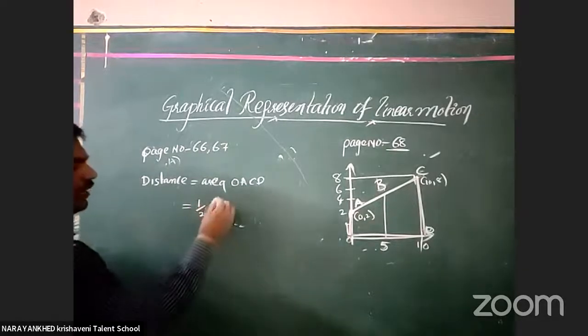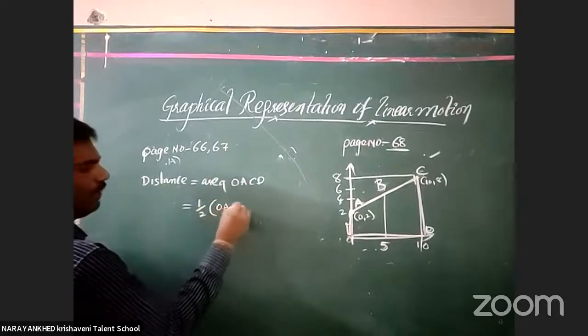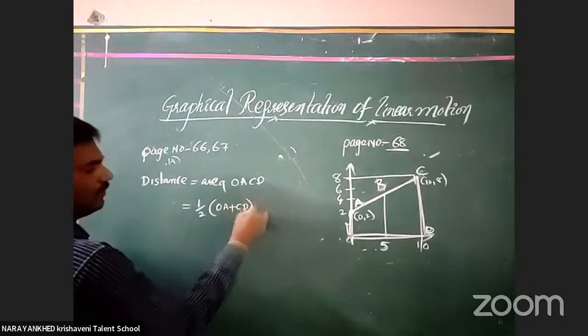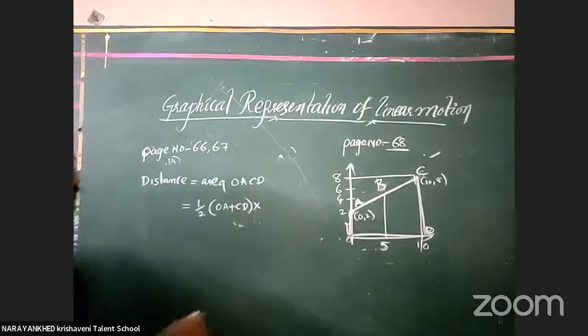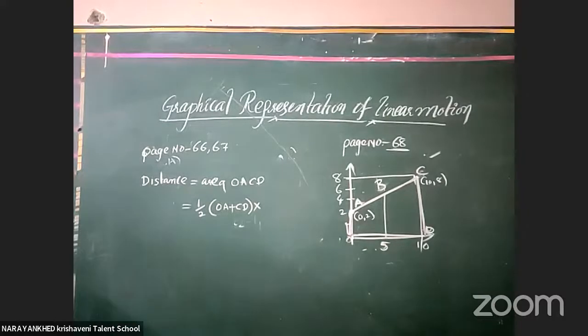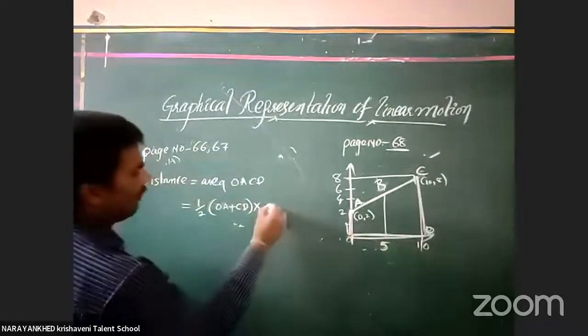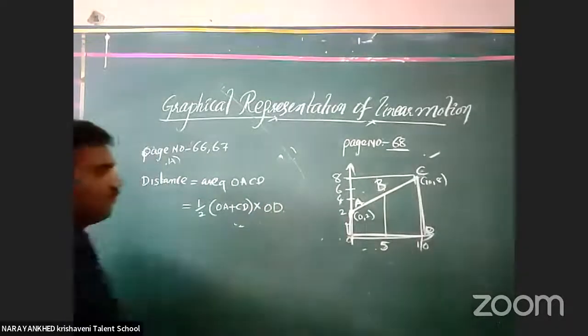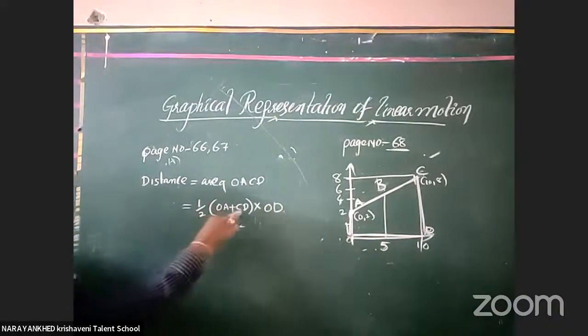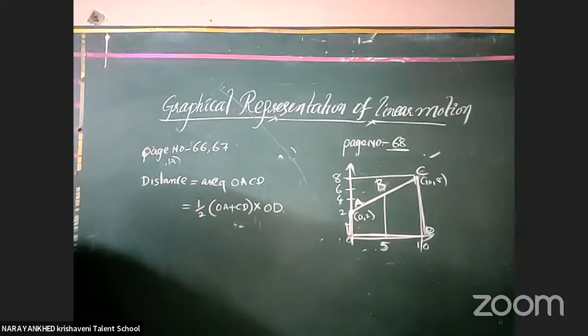That is equal to what? OA plus CD into what? Into the total, this one, the base. Okay, that is the body. The formula is half into OA plus CD into body. Okay, clear or not on this?